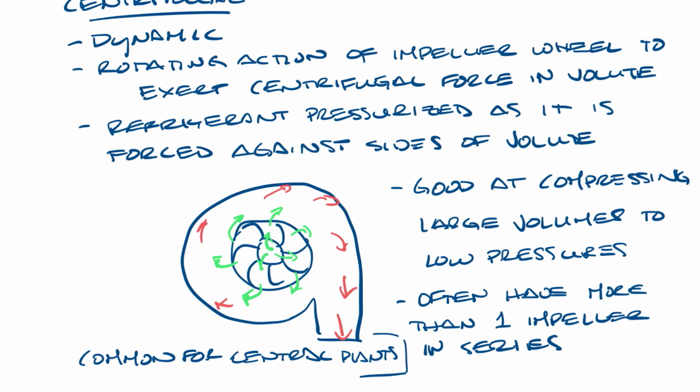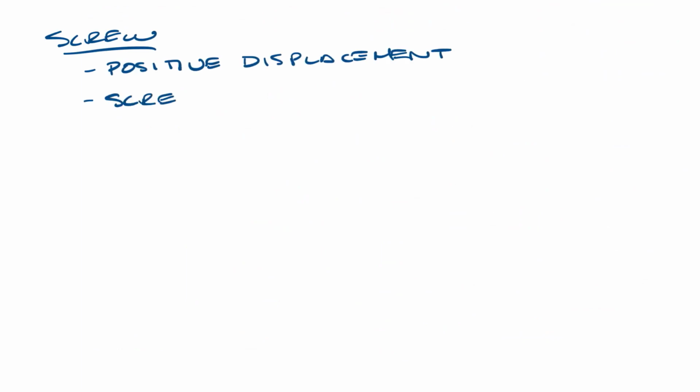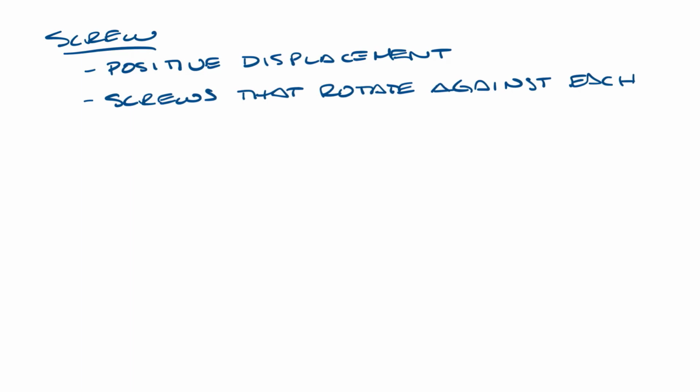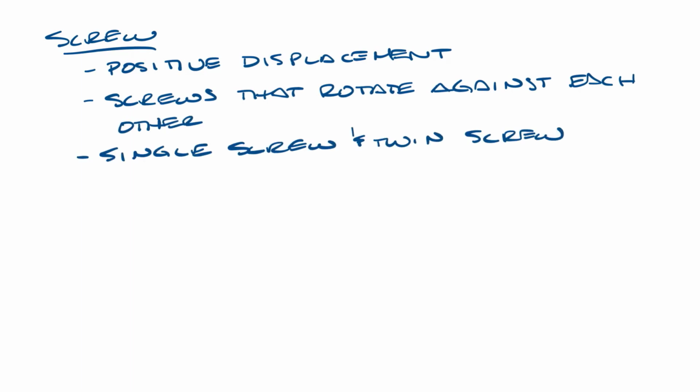Now let's move this over and look at screw compressors. Screw compressors are positive displacement compressors. They basically have two screws that rotate into each other. There's a single screw or twin screw design. Either way, as the screws rotate, they push the refrigerant further into the compressor and squeeze it into a small space. The refrigerant exits at a high pressure.